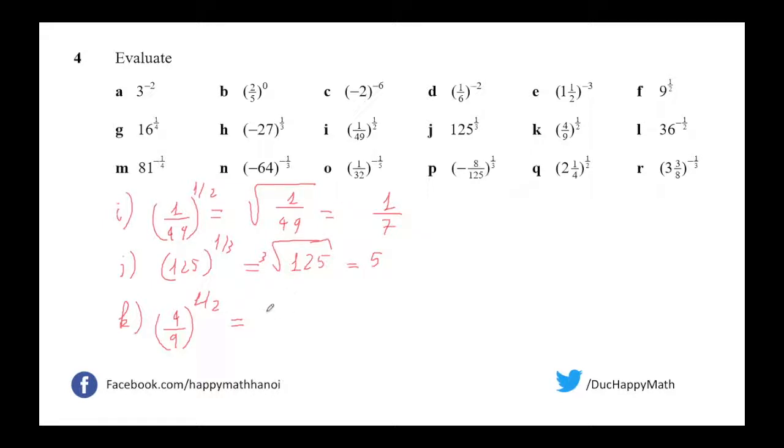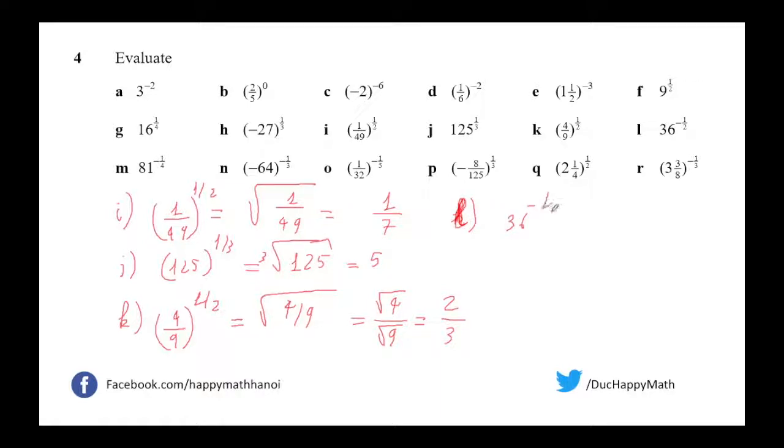The square root of 4 over 9. So you will get the square root of 4 divided by the square root of 9, and 2 divided by 3. Yes, I know you can write it down by yourself. Okay. Oh, sorry, this is K, so this is L.